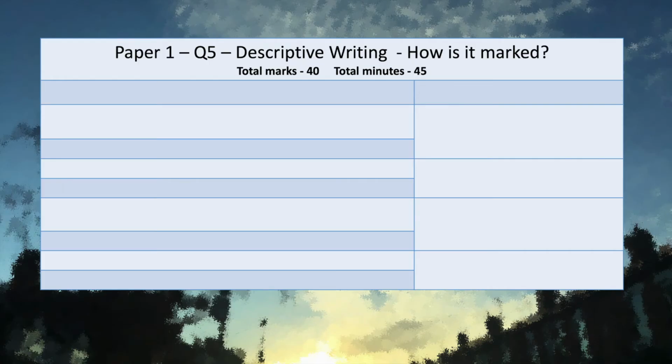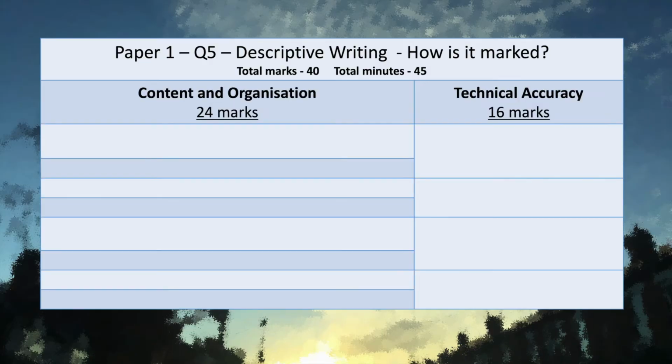Okay, let's have a look at how this is marked and how the mark scheme works. So what elements of your writing are going to be looked at by the examiner. The 40 marks is split into 24 and 16. 24 for content and organisation and 16 for technical accuracy. So let's have a look what that means.